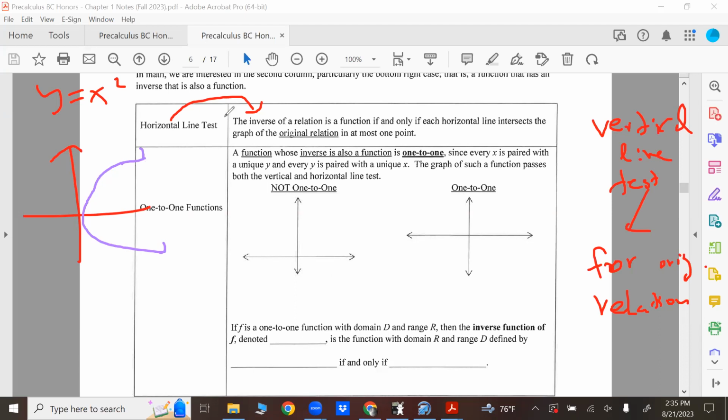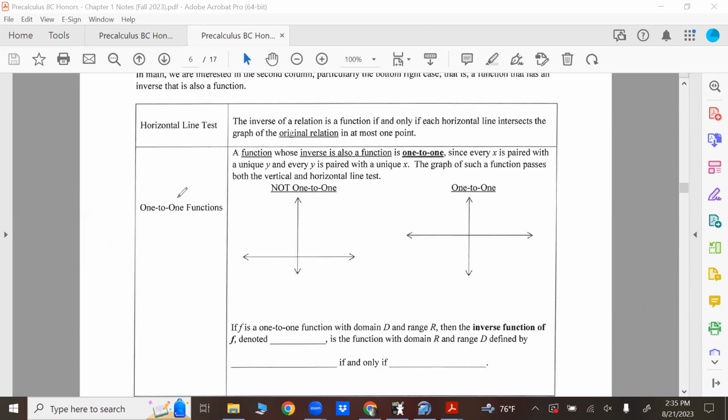Now, one-to-one functions. This might be a new thing. I don't know if you guys talked about it last year. One-to-one means it passes both vertical and horizontal. So an example of one-to-one would be y equals sine x. No, I lied. That would not be. That's not one-to-one. Y equals x cubed, or y equals x, sure. But sine would not be.